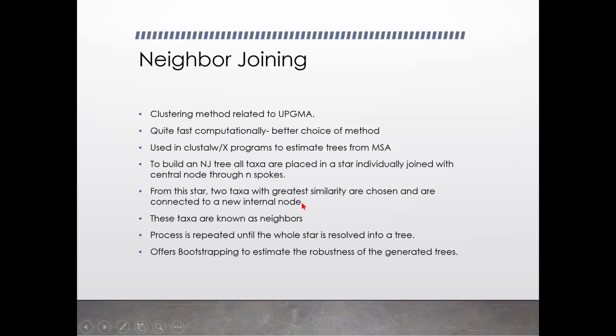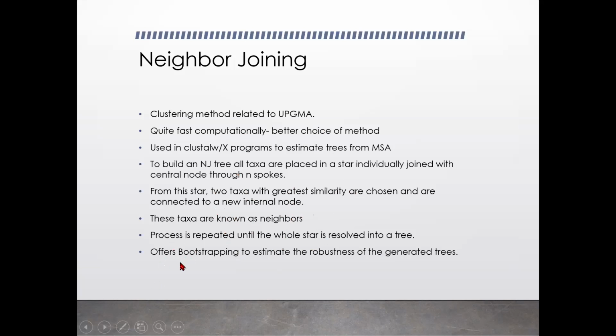Don't get confused. Please listen carefully. In this neighbor joining tree method, all the taxa are placed in a star individually joined with a central node with n spokes. From this star, two taxa that are having the greatest similarity are chosen and they are connected to a new internal node. Then these two taxa which are connected to an internal node are called neighbors. This process is repeated until the whole star is resolved into a tree.